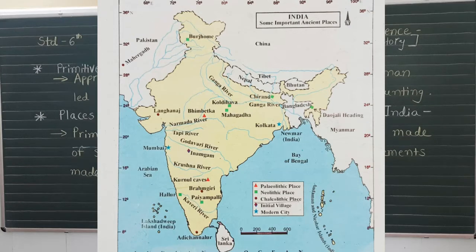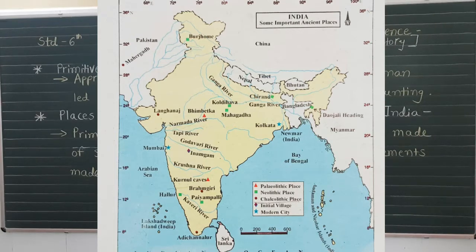Our fourth point is the initial village, which is indicated with a purple diamond shape. Inamgaon in Maharashtra is the best example of an initial village. Our last point indicates a modern city with the symbol of a blue star. For example, Kolkata and Mumbai are marked with a star, which indicates the modern cities of India.